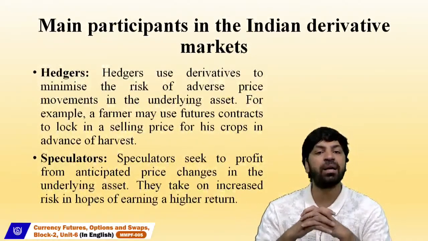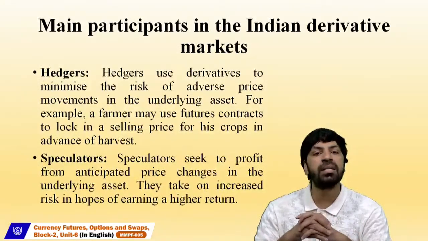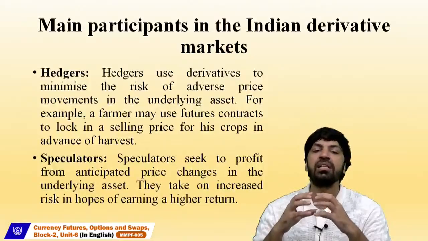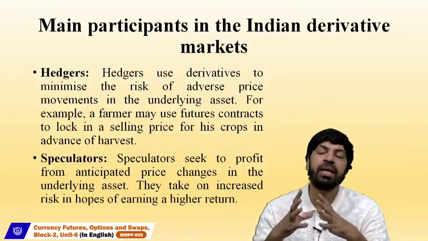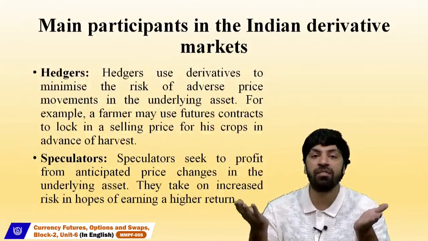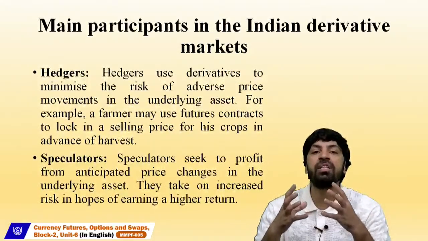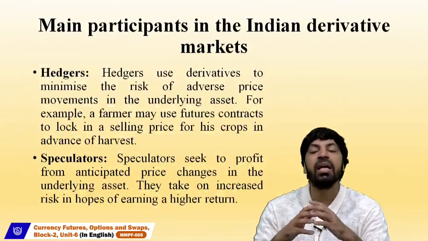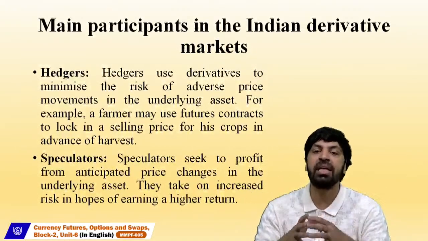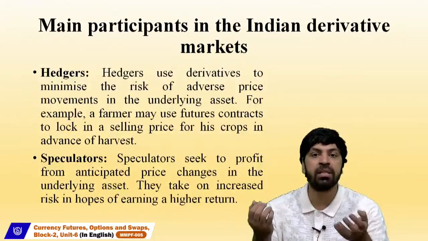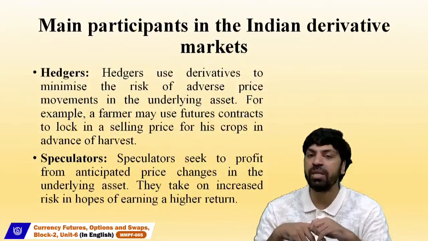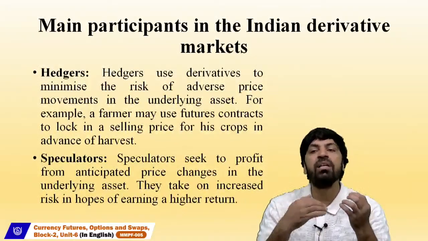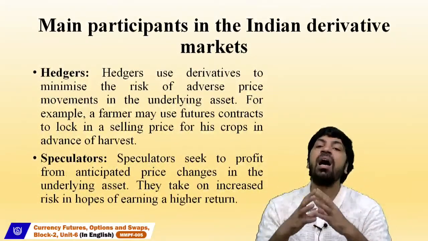Next one is speculators. Speculators seek to profit from anticipated price changes in the underlying asset. So speculators always focus on the profits that come from anticipated price changes in a particular asset, say a stock or shares. They take increased risk. They always believe in taking a higher risk with the aim of gaining a higher return.